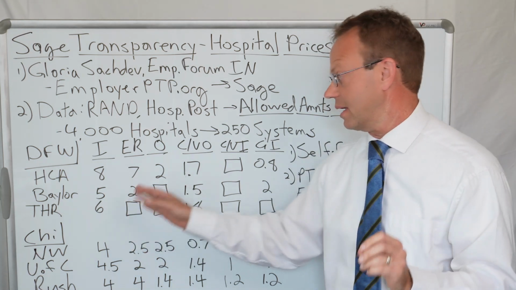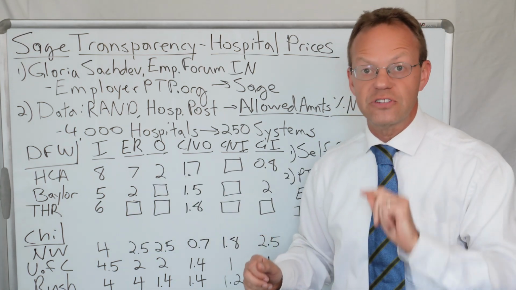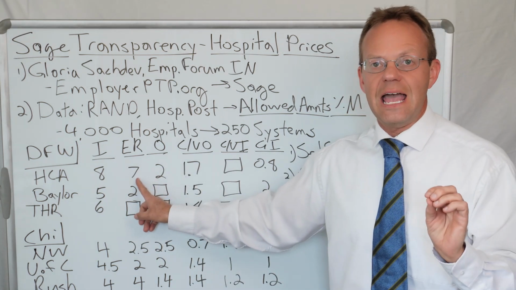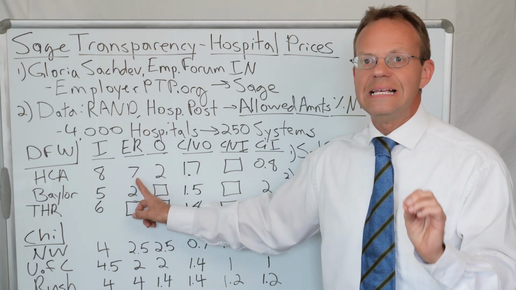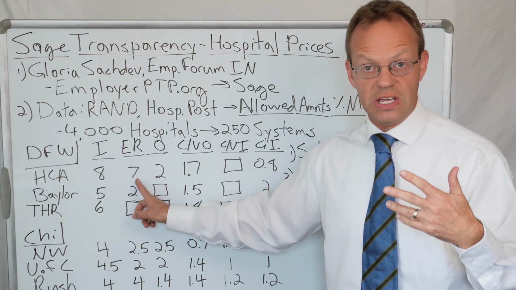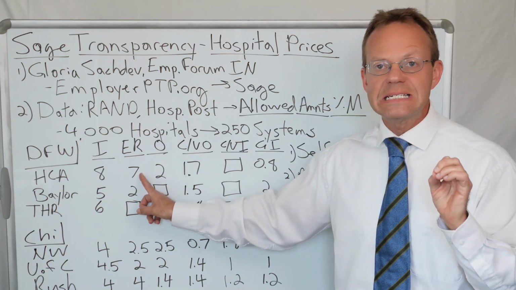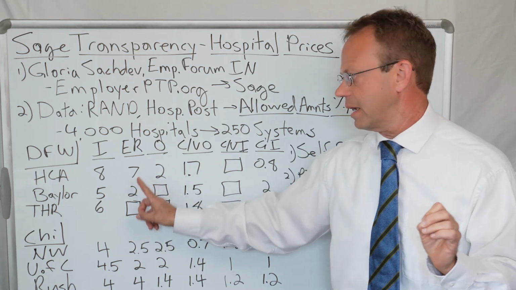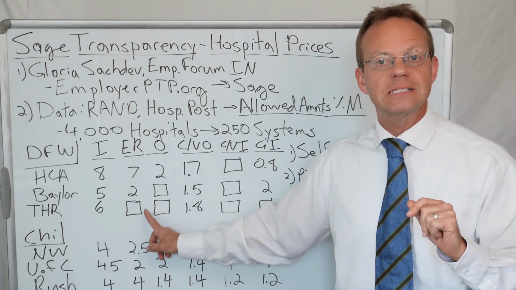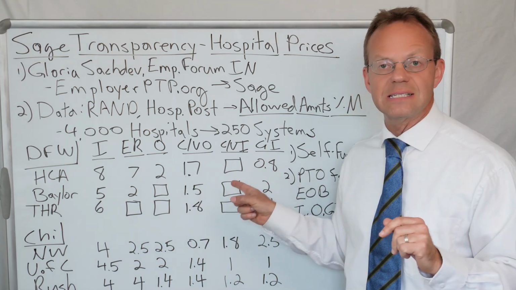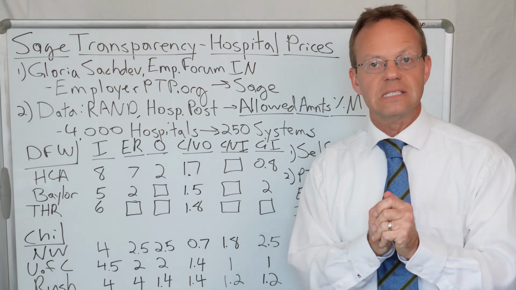as it compares to Medicare. Now, let's look at ER services. Interestingly, at HCA, an ER price, I should say, the allowed amount, is 7 times the Medicare rate. At Baylor, it's 2. At THR, they don't list it. Okay? You'll notice these boxes that are empty, that's where the hospital didn't list the price.